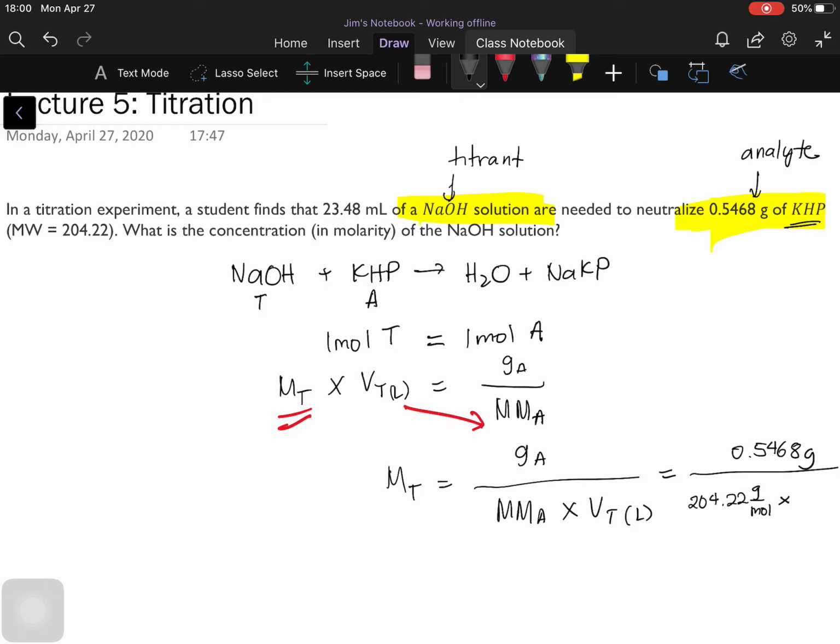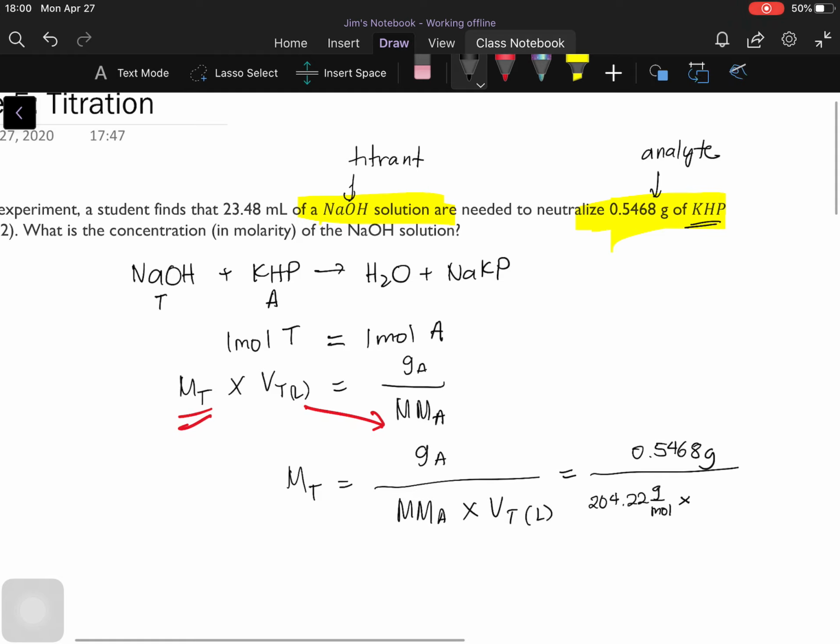Okay, so we have here a volume expressed in milliliters. If you want to convert that into liters, you're just going to divide that by 1000 and you will get a value of 0.02348 liter. So we're going to divide this by 1000 to get the equivalent amount in liters. Okay, so let's solve for that. Let me solve for that first.